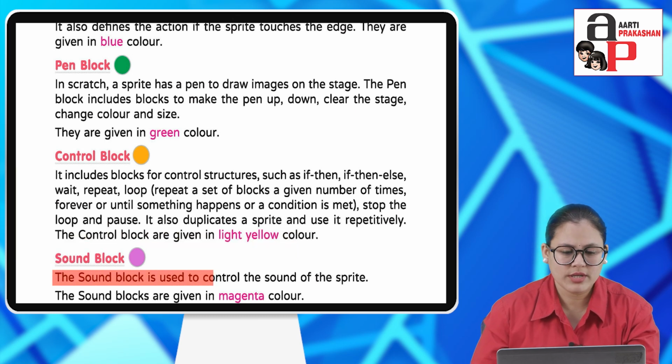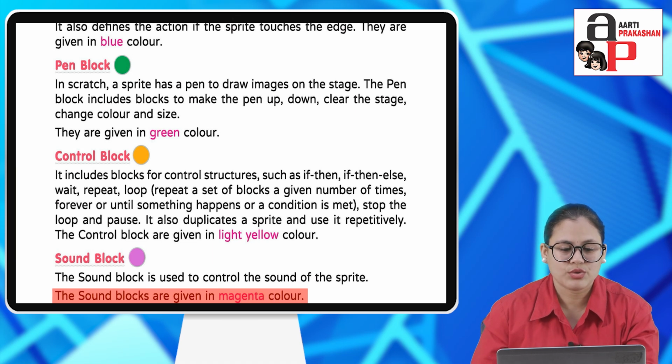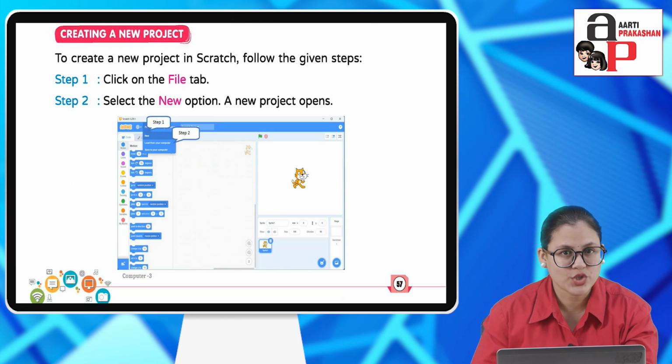Sound block. The sound block is used to control the sound of the sprite. The sound blocks are given in magenta color. Okay. So to control the sound of the sprite, we will use the sound block, which are in magenta color.